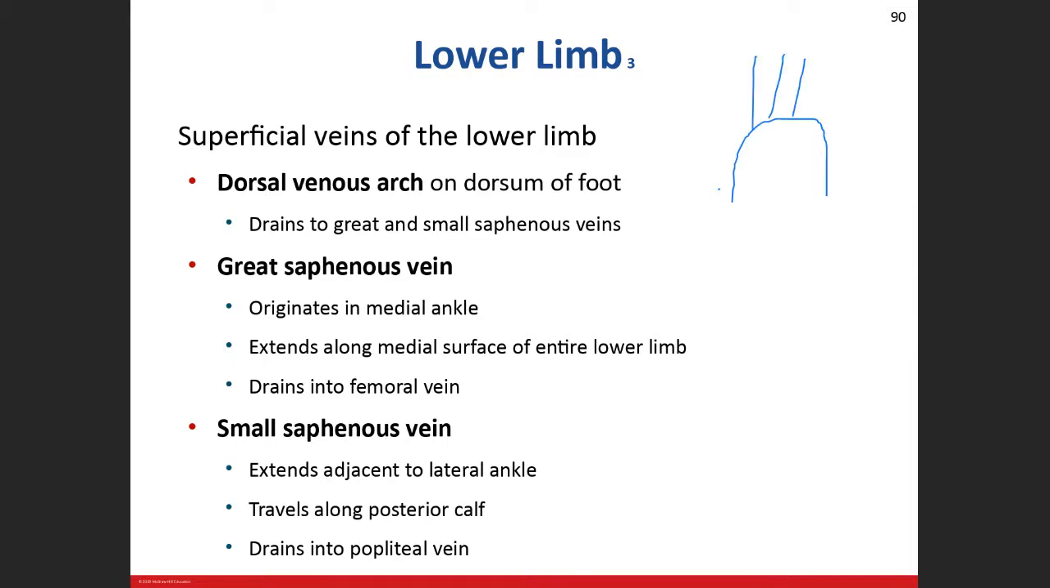It's going to have its digital veins that are going to merge with it. And again, when we're dealing in this situation with the dorsal venous arch, now we're not dealing with medial and lateral plantar veins.